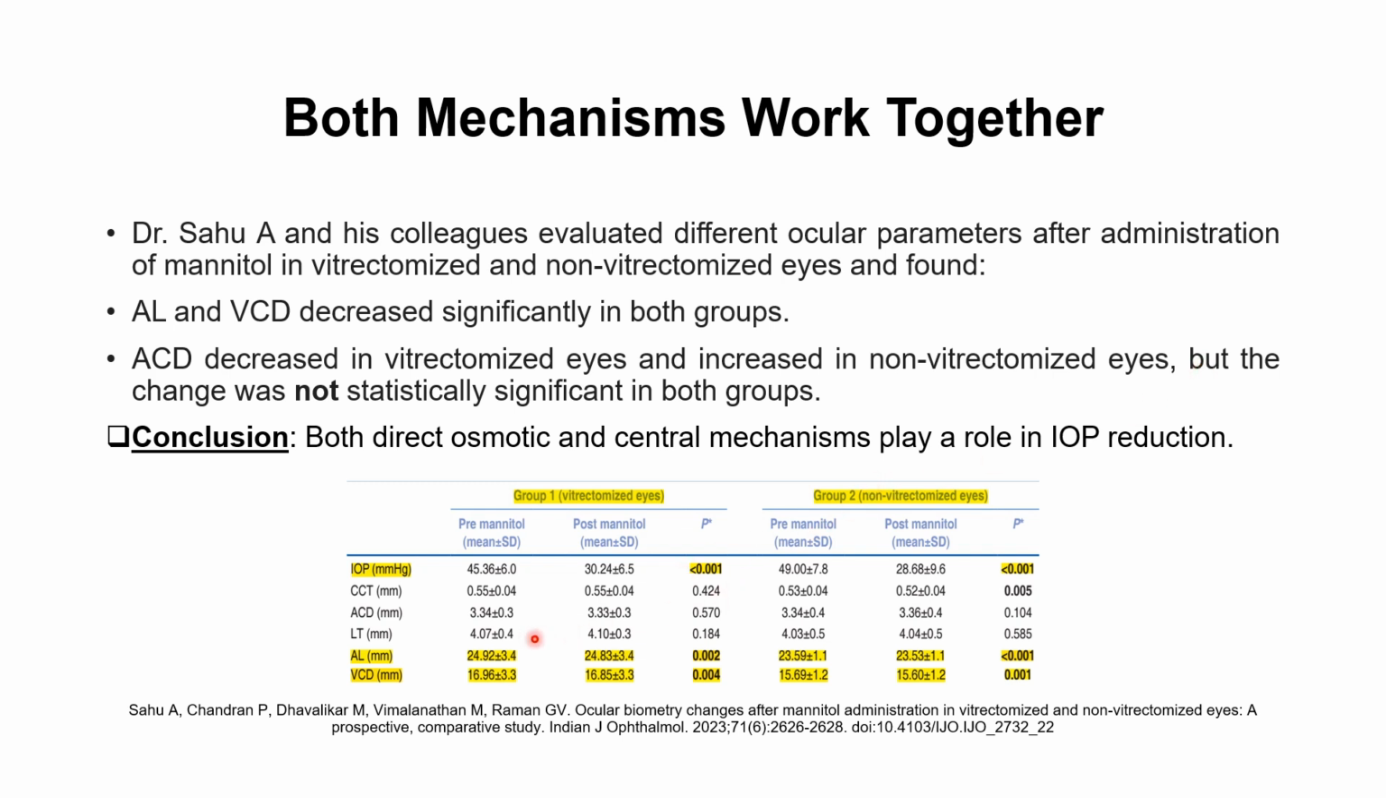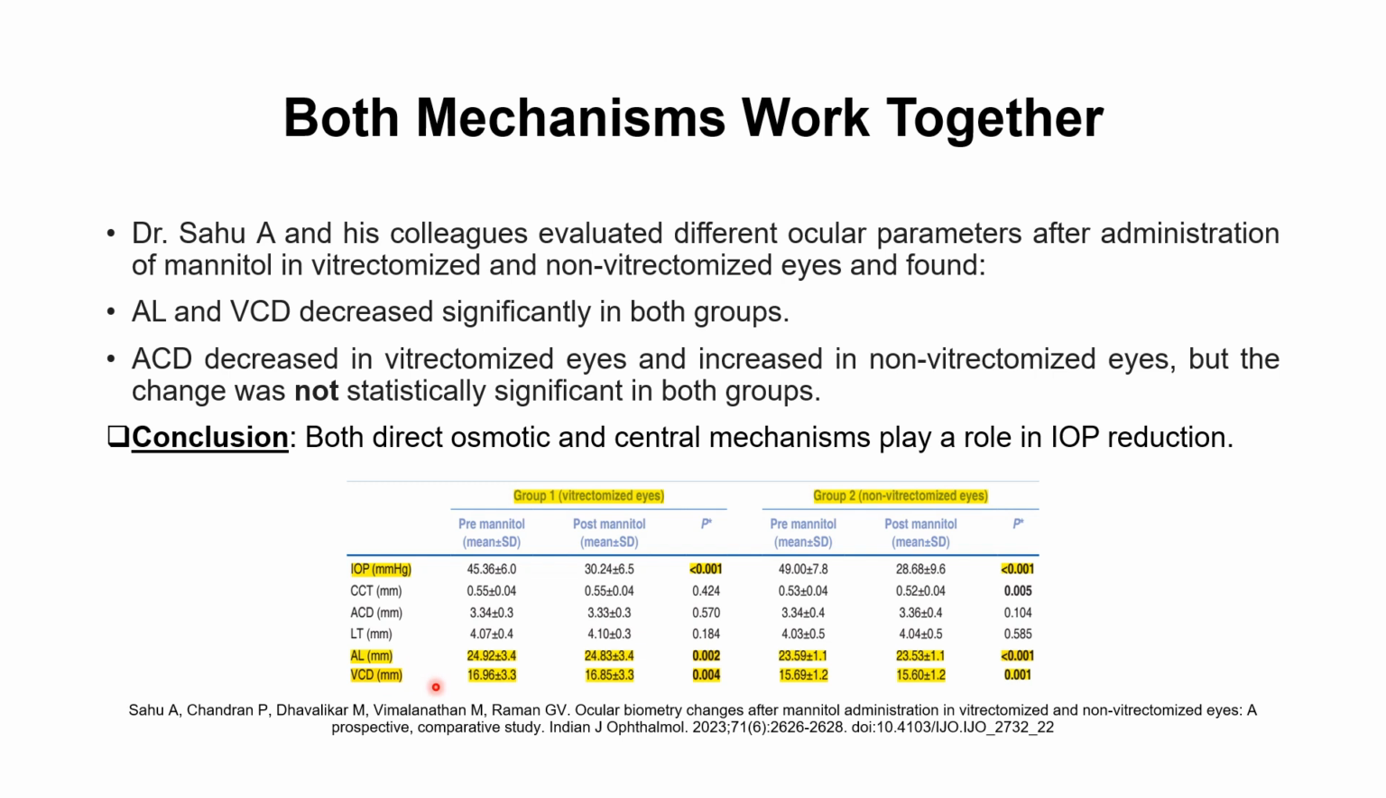And if we see in this table, both the axial length and vitreous cavity depth decreased significantly in both vitrectomized eyes and non-vitrectomized eyes. Also, we see that anterior chamber depth decreased in the vitrectomized eyes and increased from 3.34 to 3.36 in non-vitrectomized eyes. However, this change was statistically insignificant in both groups. However, the axial length and the vitreous chamber depth decreased in both groups, and this was statistically significant.